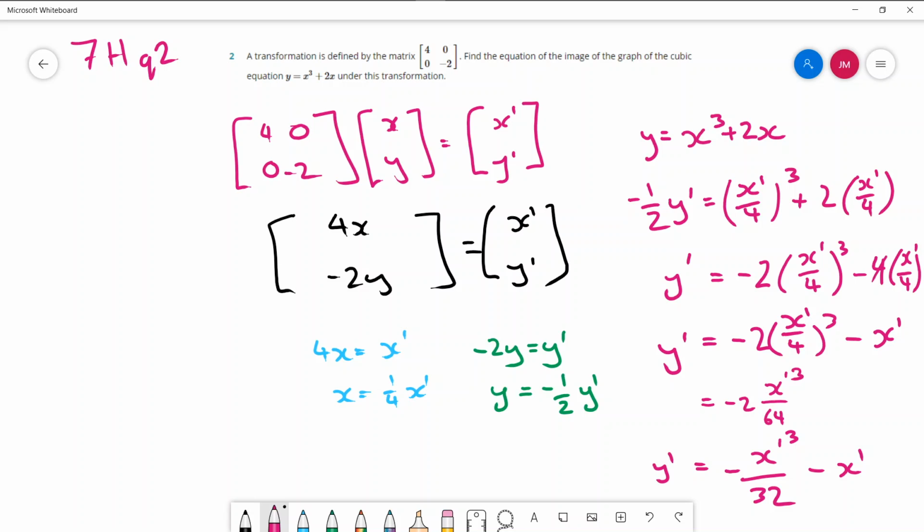So our final answer, remember we just lose the little dashes. So our final answer would be y equals negative x cubed on 32 minus x.